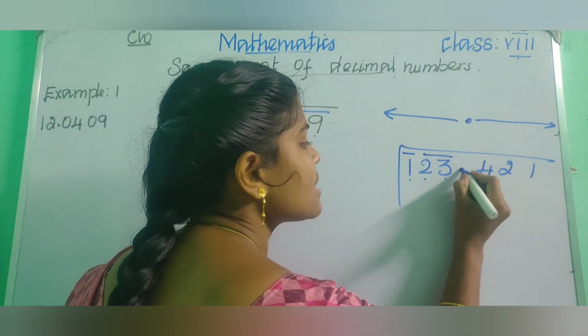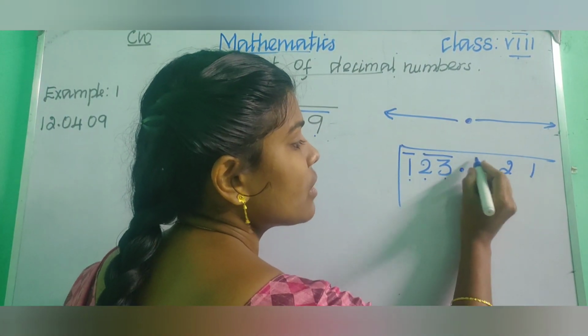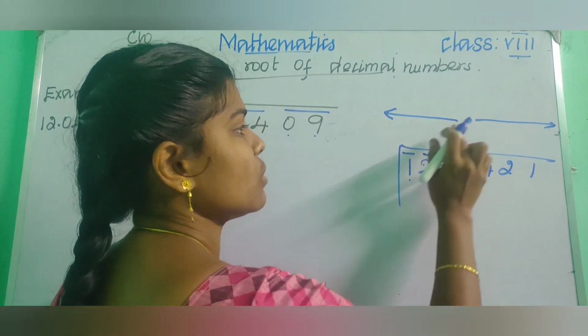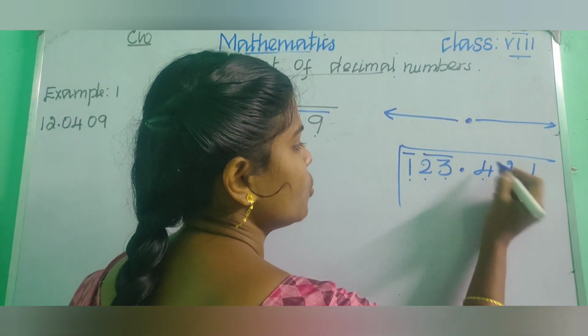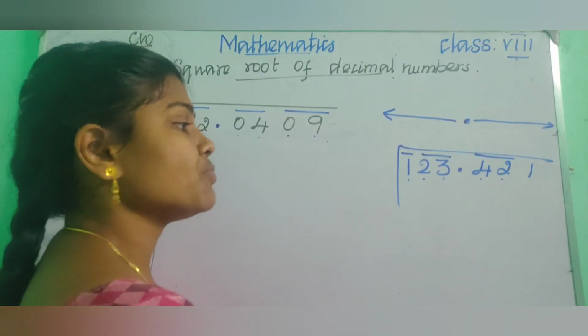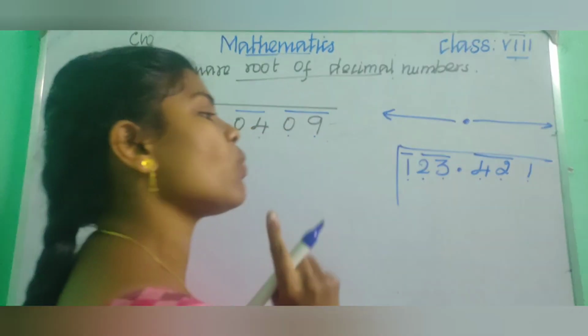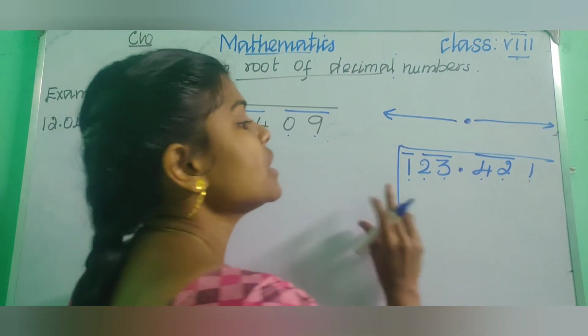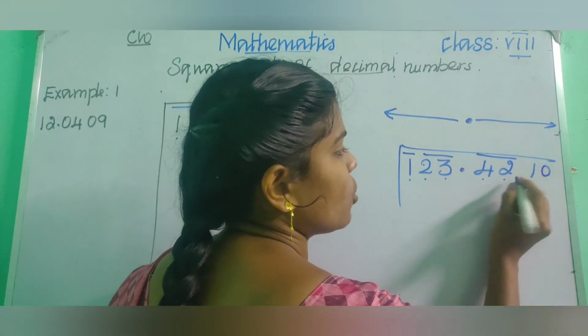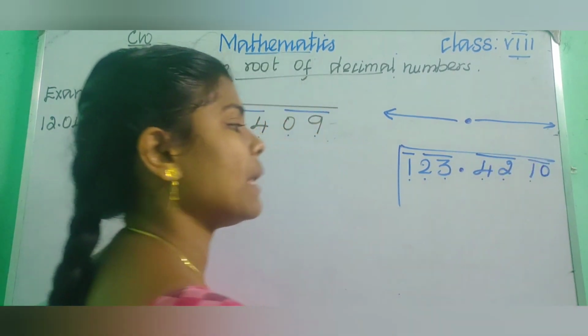For the digits next to the decimal point, we need to start counting from left to right. Now count 1, 2. Now we can place the bar, and at the last we have only one digit. Can we place the bar? No, we should not place the bar. We can put a 0, so 1 0. Now we got two digits. Now we can place the bar.